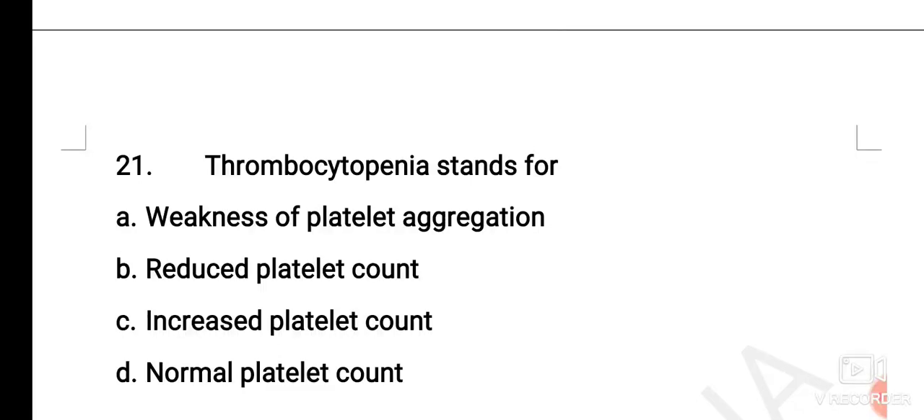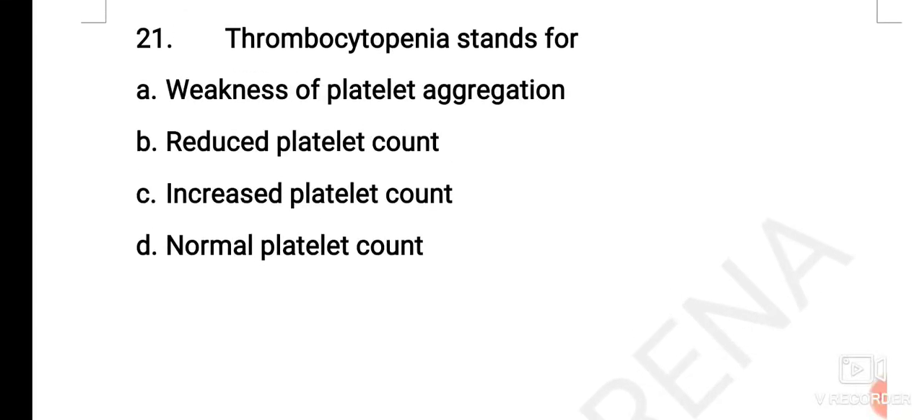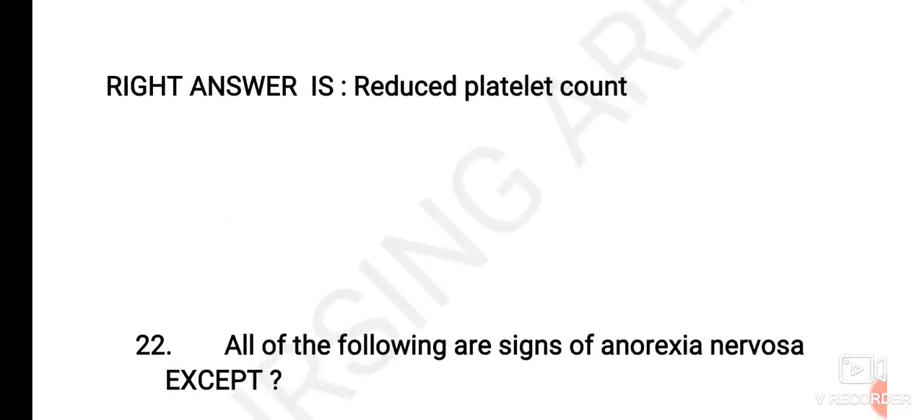Thrombocytopenia stands for weakness of platelet aggregation, reduced platelet count, increased platelet count, or normal platelet count? So, the correct answer, thrombocytopenia stands for reduced platelet counts. Thrombo means platelet and cytopenia means decrease. So, in body, reduced platelet count is termed as thrombocytopenia. Next question.